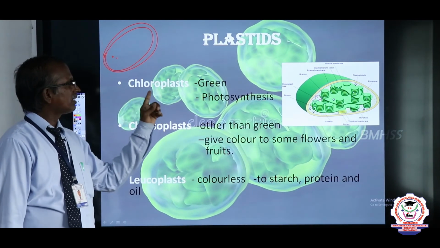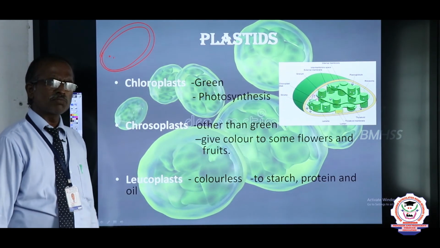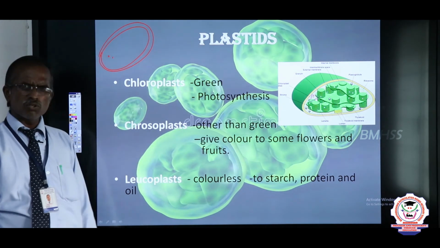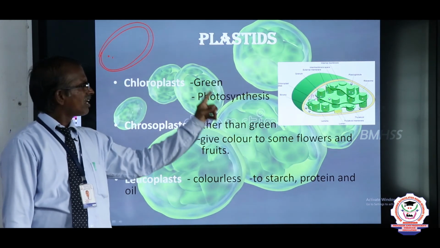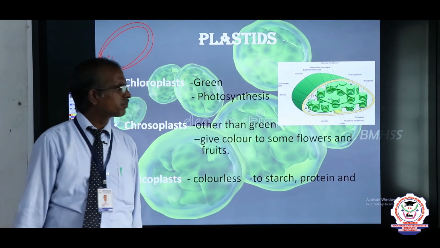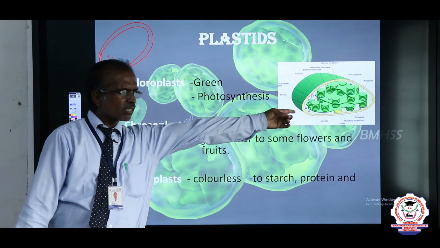Chloroplast is the most common of the three types. It is a green structure which contains chlorophyll pigment, which helps in photosynthesis, that is, the manufacture of food material. It is the kitchen house of the plant, the chloroplast.